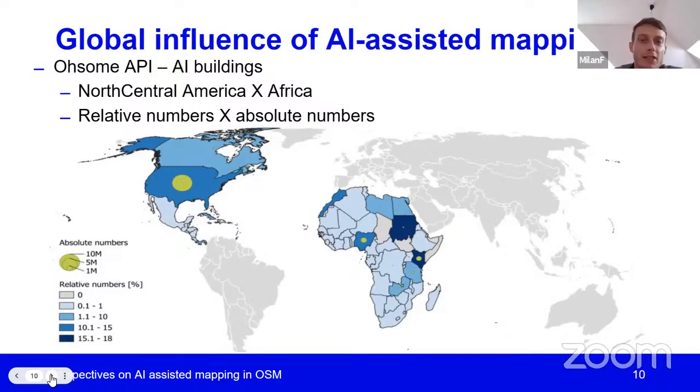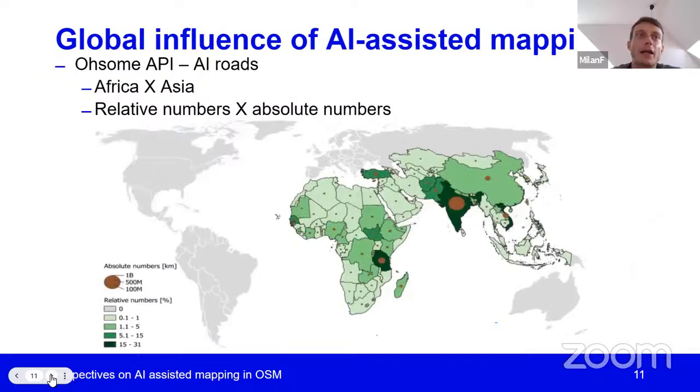Maybe next slide. Yeah, we did the same analysis with AI roads, but with the land. And in Asia, we can see the highest relative and absolute numbers in India and Vietnam. And in Africa, the highest relative and absolute numbers are in Tanzania. And that's the question, why these states?